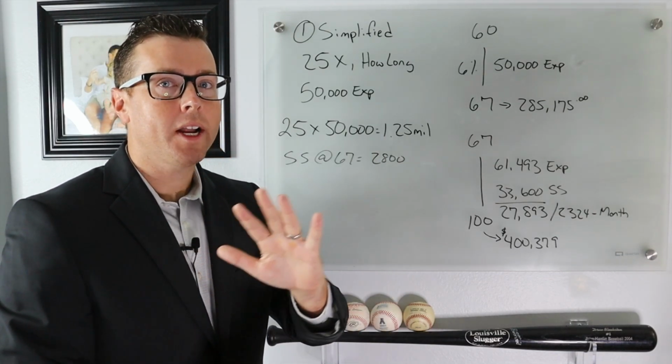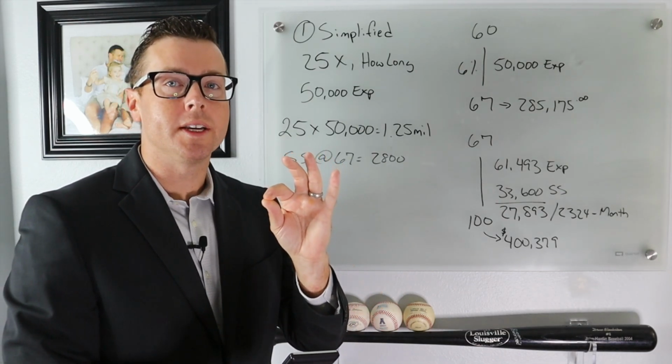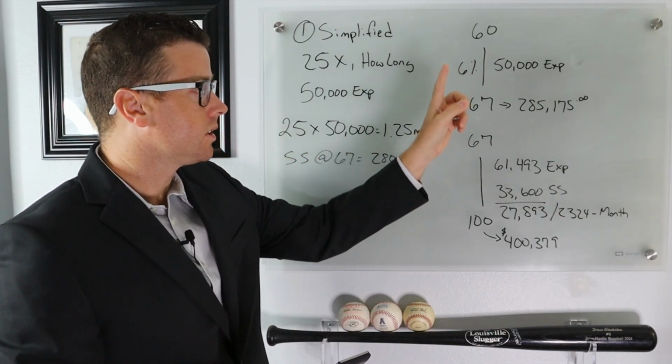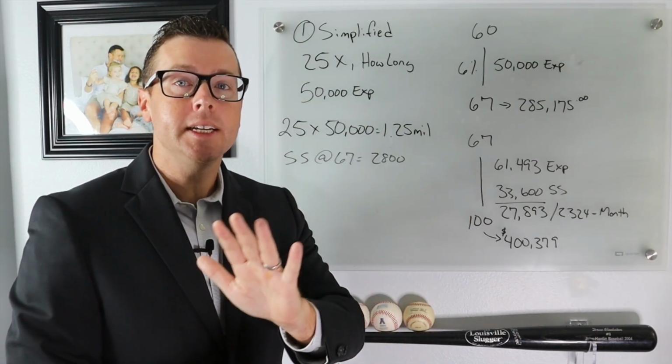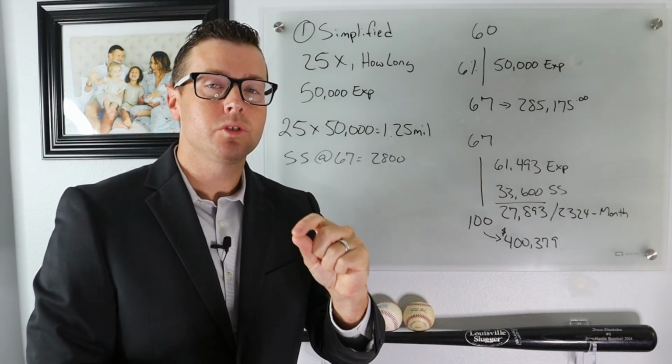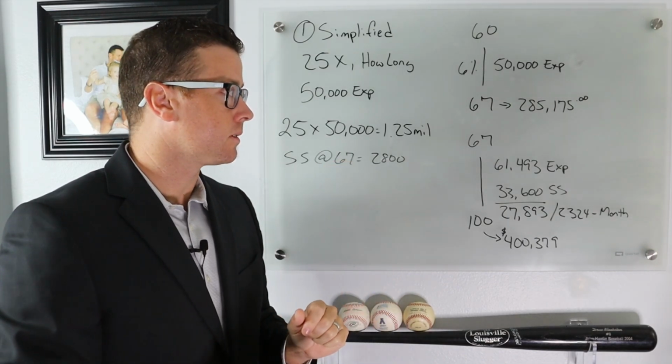So it's not my recommendation to get the least amount. I just want to show you where we need to start. So 60 to 67, $285,175 is the least amount that this individual needs saved for retirement to satisfy their expenses.